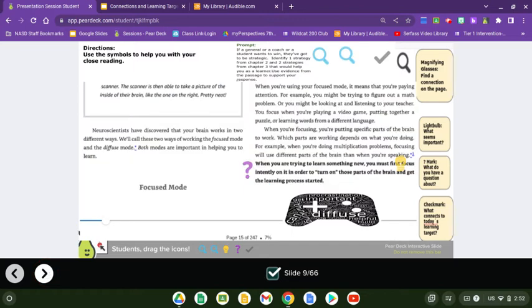Neuroscientists have discovered that your brain works in two different ways. We'll call these two ways of working the focused mode and diffuse mode. Both modes are important in helping you to learn, right? If they're both important, there's a relationship between diffuse and focused.